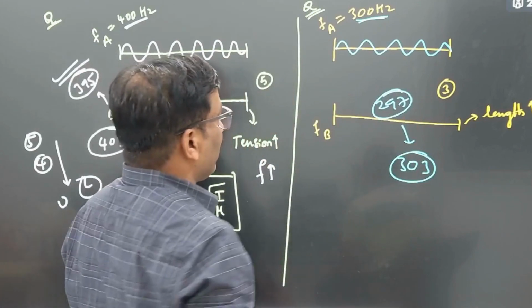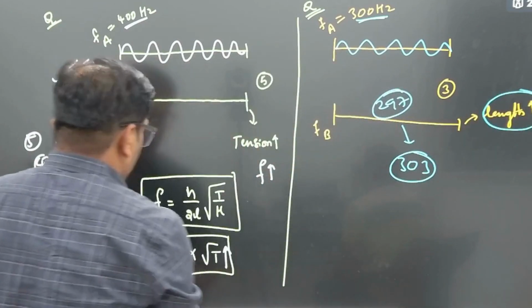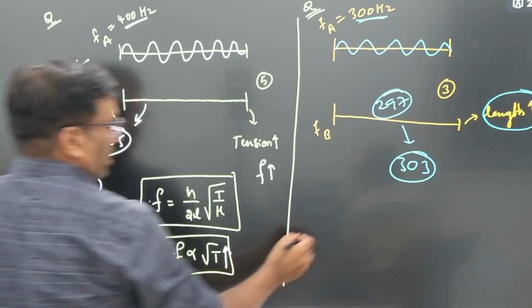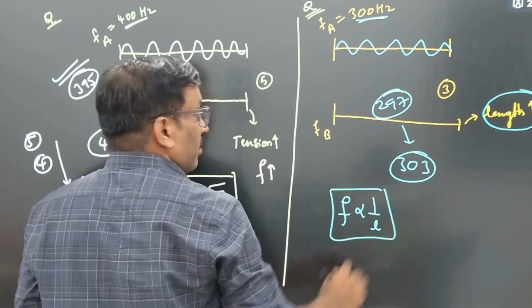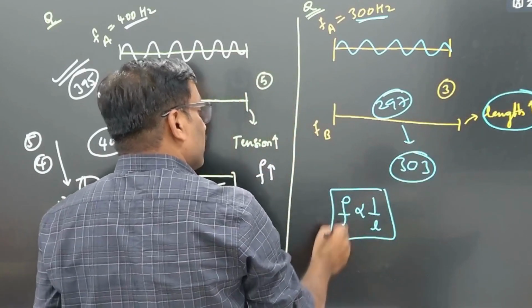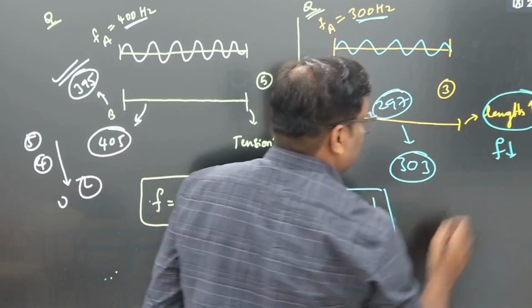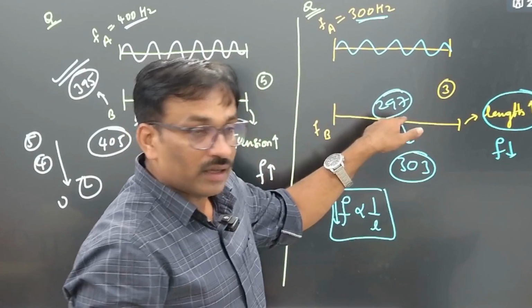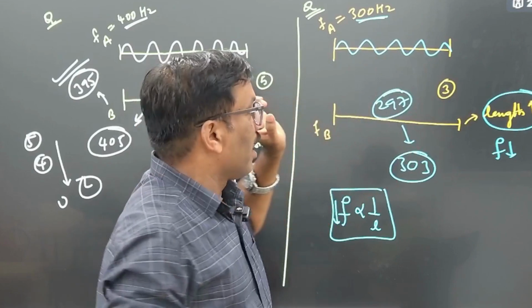What are you doing now? We are increasing the length of this one slightly. You remember this formula: frequency is inversely proportional to the length. Length is increased, which means frequency is decreased. So when you are increasing the length, the frequency of the unknown one is decreased. That is nothing but adding the wax, similar to adding the wax.